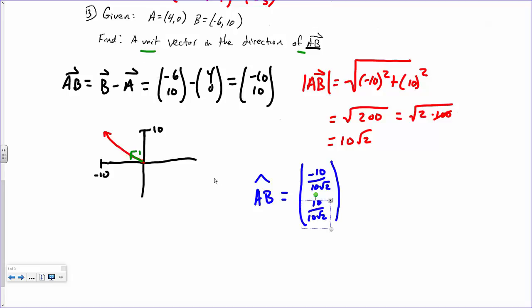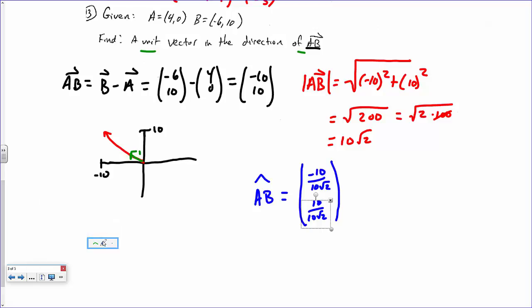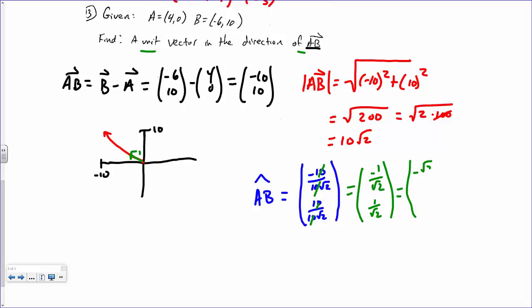And this will give me the unit vector, but I can simplify this a bit. These 10s will cross out, these 10s will cross out. So negative 1 over root 2 and 1 over root 2. And then I'm going to multiply top and bottom by root 2 to get rid of the radical on the bottom. So then I'll get negative root 2 over 2 and positive root 2 over 2. And this will be my unit vector AB. It's in the same direction as AB itself. So that's the answer for this. This is what I'm really looking for.